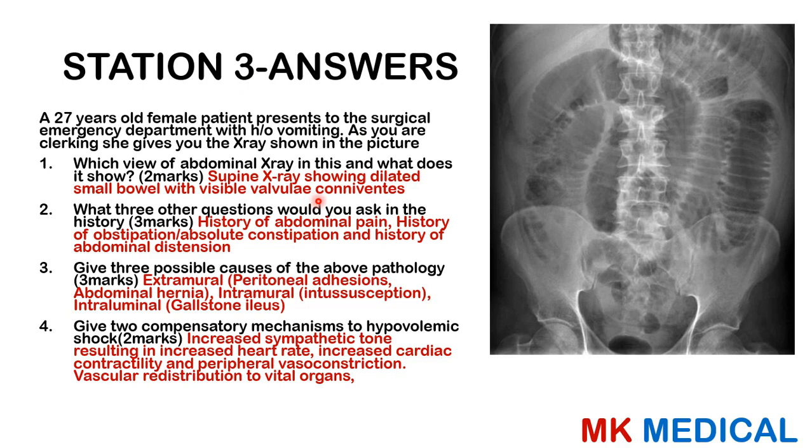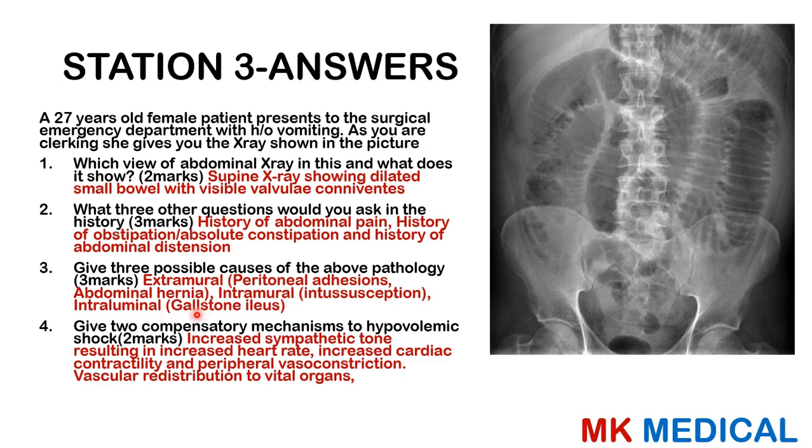with visible valvulae conniventes. Then other questions you would ask: history of abdominal pain, history of constipation, absolute constipation or obstipation, as well as a history of abdominal distension. 3 possible causes, you may divide them as extramural, peritoneal adhesions, very common, abdominal hernias, very common, intramural causes such as intussusception, fairly common, and intraluminal causes such as gallstone ileus, not so common.